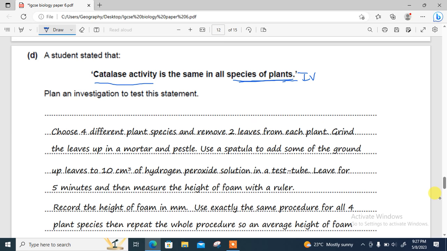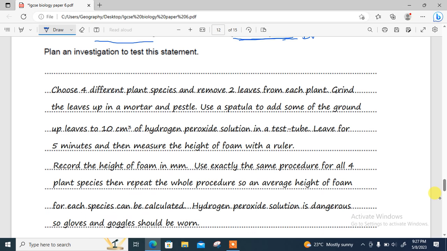So now look at how it was changed. Choose 4 different plant species. So he has mentioned his independent variable, and remove 2 leaves from each plant species. So each plant, you remove 2 leaves. That's also a constant, or control variable. Grind the leaf up in a mortar and pestle. Use a spatula to add some of the ground up leaves to 10 cm cube of hydrogen peroxide solution. So this 10 cm cube of hydrogen peroxide solution in the test tube is also a constant or control variable.